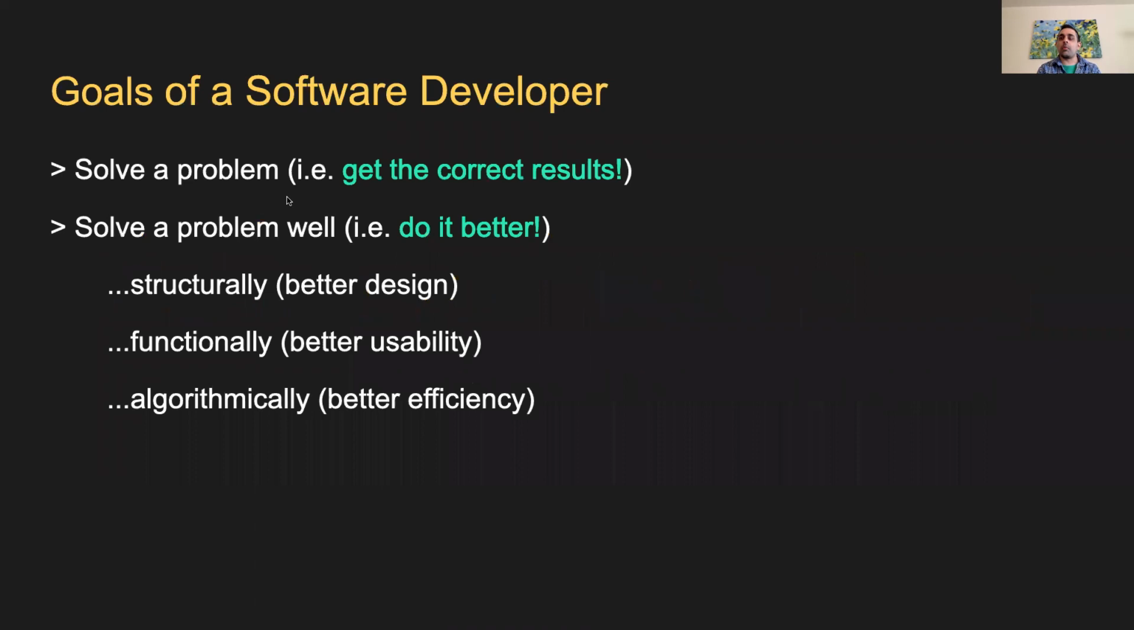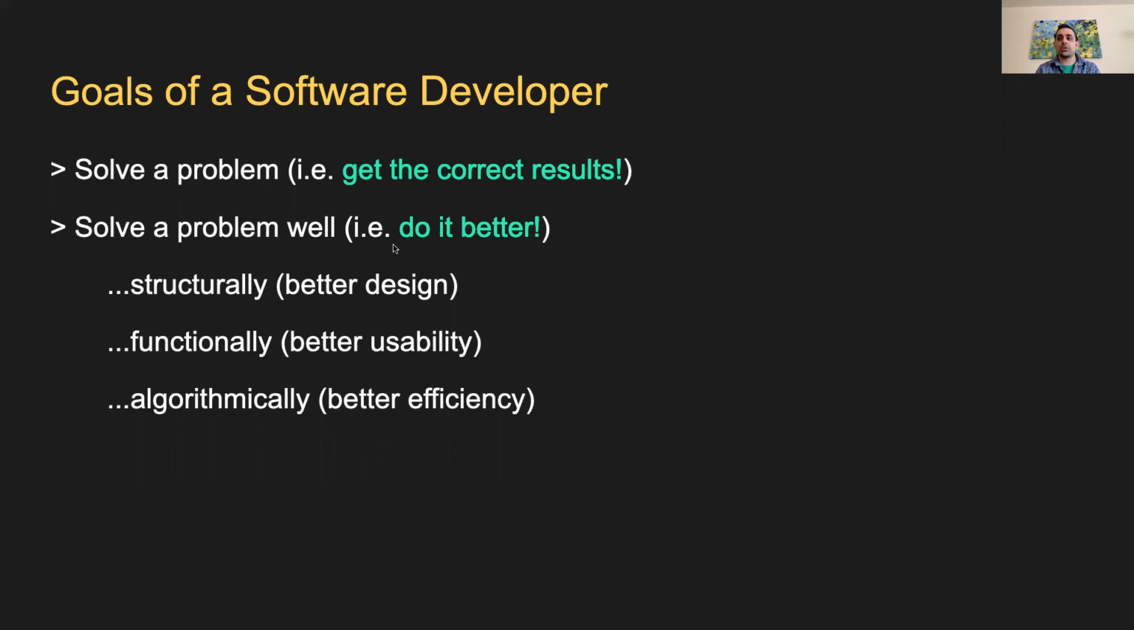One is to solve a problem, right? So we give you a problem like, hey, balance parentheses. We need to get the correct answer. So that is getting the correct results, solving a problem. But just because you solve a problem doesn't mean you're done. Your job is not done. You need to solve a problem well.